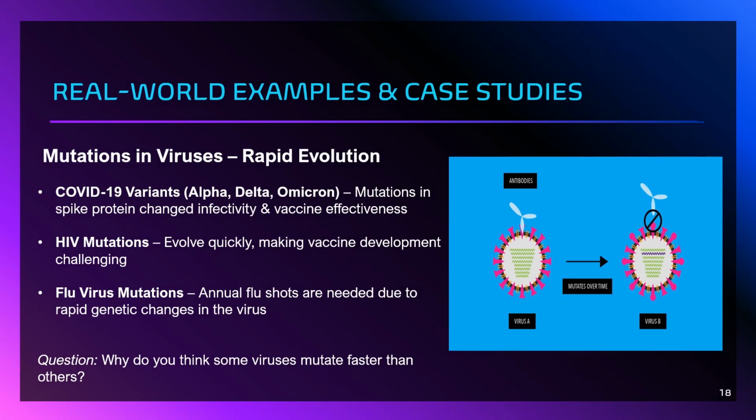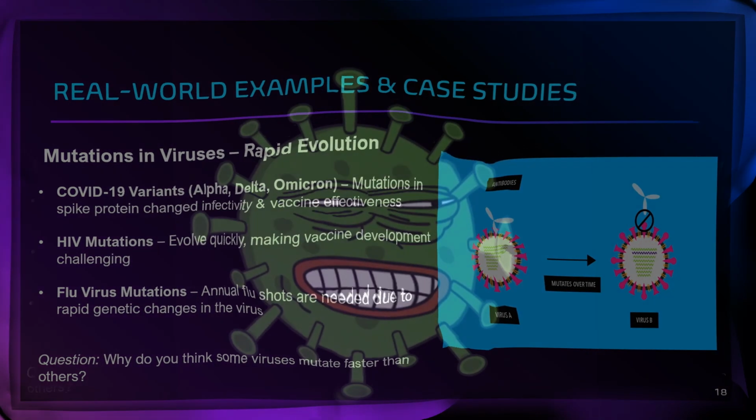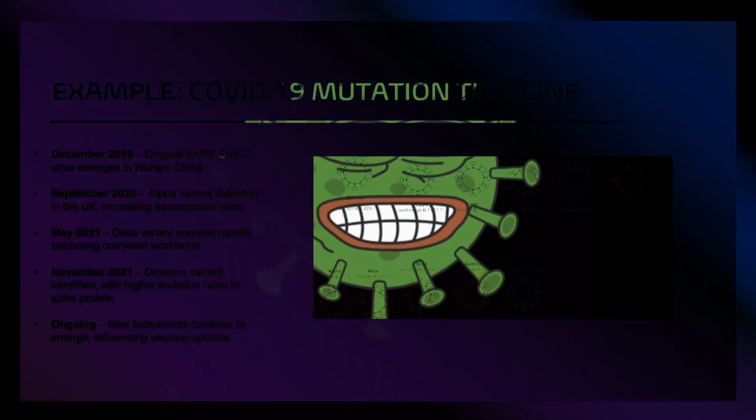Next up, we have mutations in viruses, rapid evolution. COVID-19 variants: Alpha, Delta, Omicron. Mutations in the spike protein change infectivity and vaccine effectiveness. Our next example is HIV mutations. They evolve quickly, making vaccine development challenging and almost impossible. Lastly, flu virus mutations. Annual flu shots are needed due to rapid genetic changes in the virus. Question: why do you think some viruses mutate faster than others?